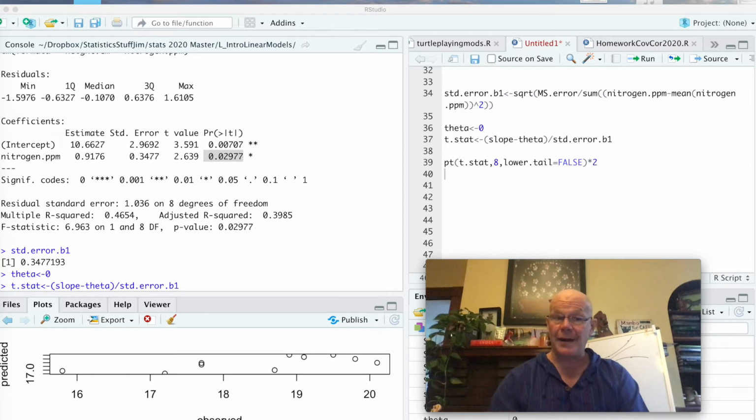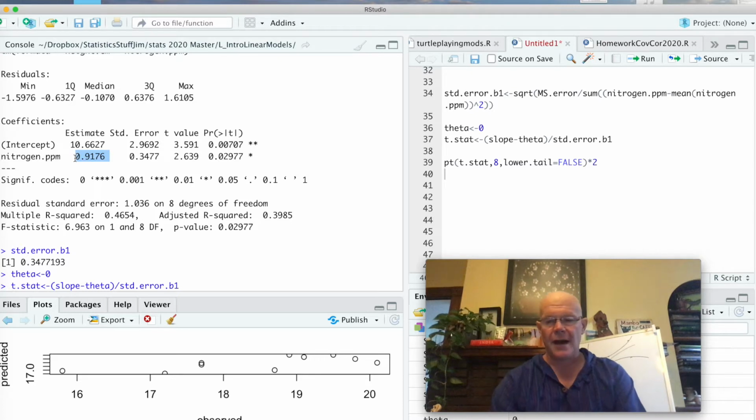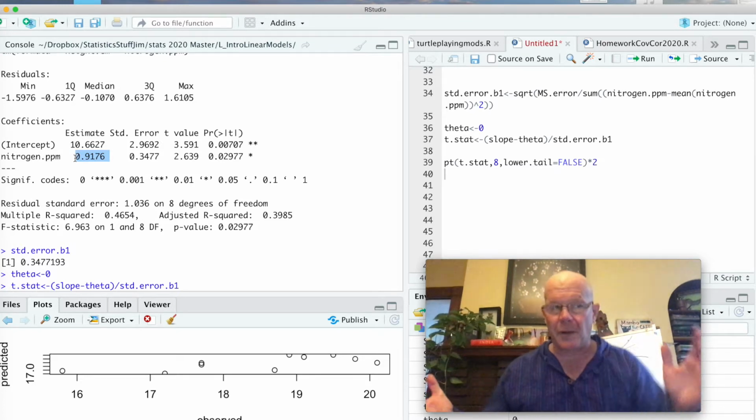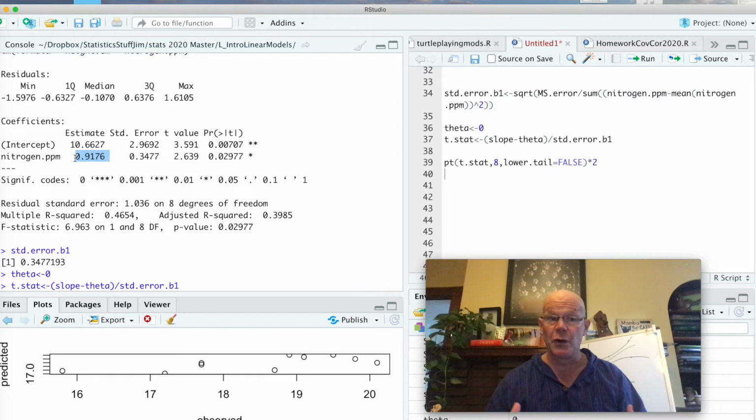So we have a point estimate for the slope, which is 0.9176, and we have an uncertainty around that, which means that we should be able to calculate the 95% confidence interval for the slope. Because right now we have a point estimate, but what we'd like to know is what are the range of possible values that we're 95% confident that the true unknowable slope is. And we do that the same way that we do the 95% confidence interval.